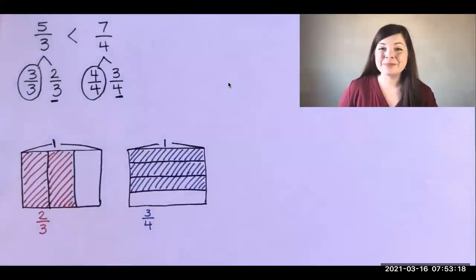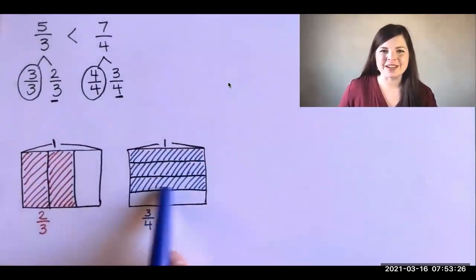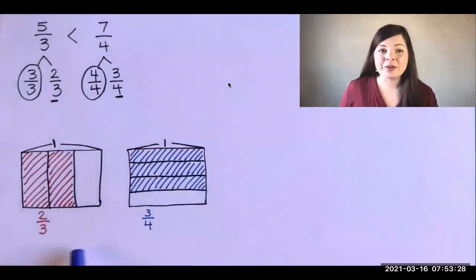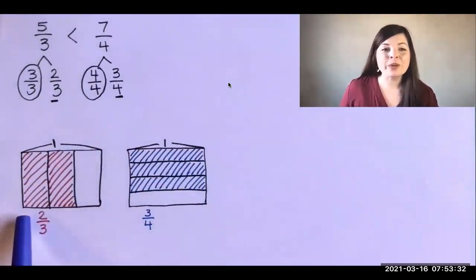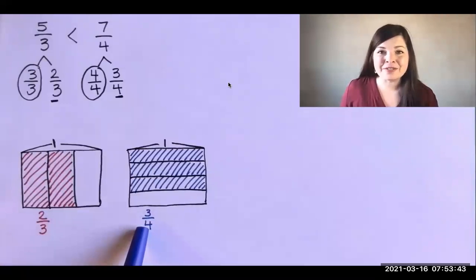Welcome back. Here are my area models showing 2/3 and 3/4. Notice I made thirds using vertical lines and I made fourths using horizontal lines. Now we already know that we don't have like units, so let's create like units. What will we decompose our thirds into, and how do you know? We'll decompose our thirds into 4 equal parts because that's the unit in our other fraction.